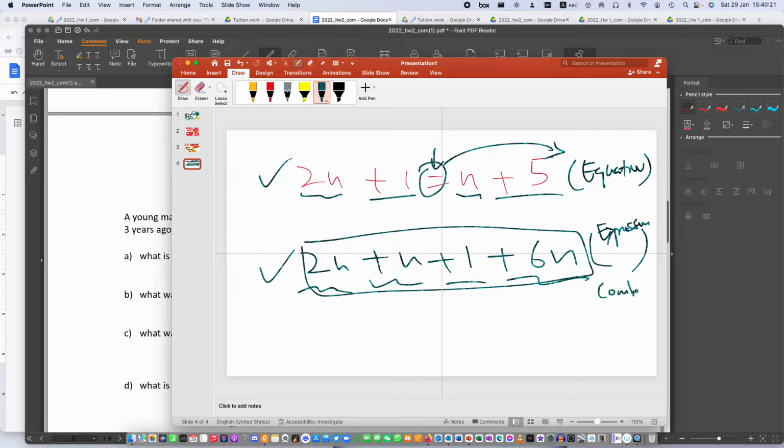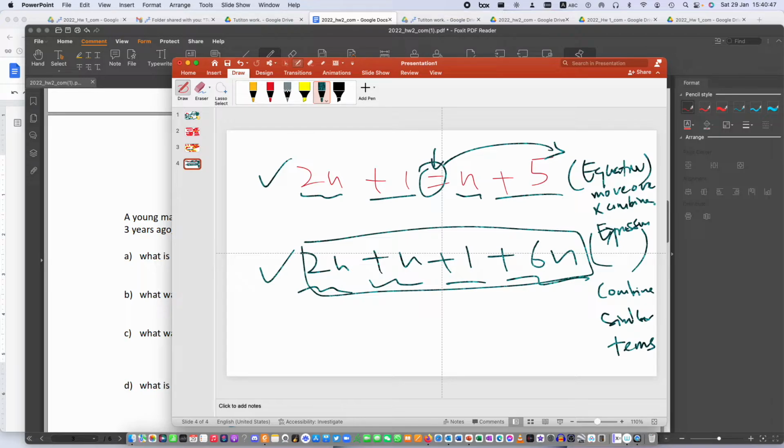For an expression, combine similar terms. For an equation, move over and combine. Can you see the difference? For an equation, what do you do? Move over and combine. For an expression, combine similar terms.